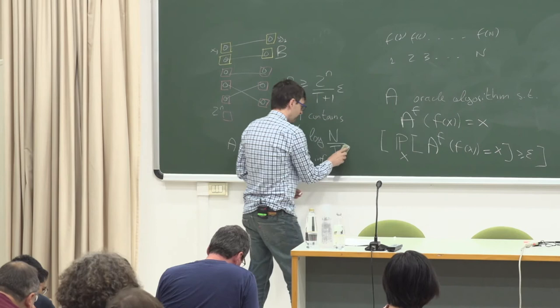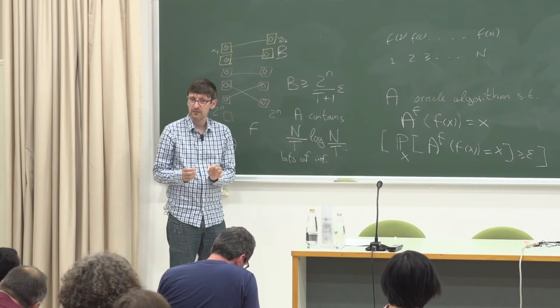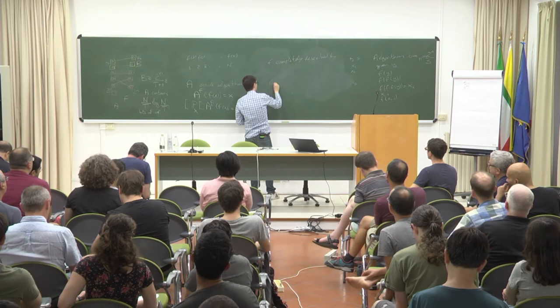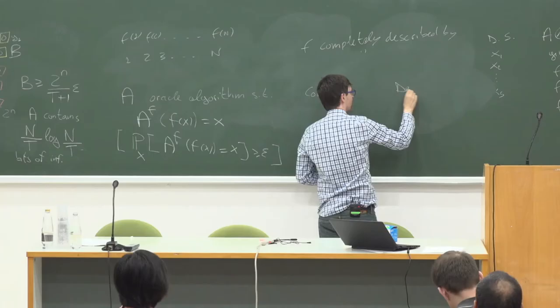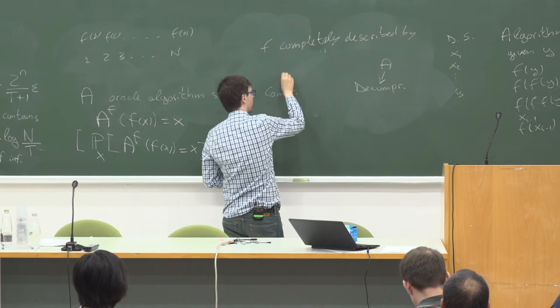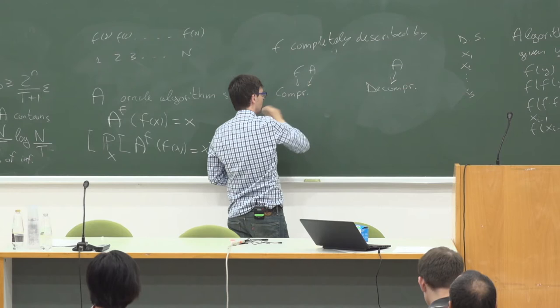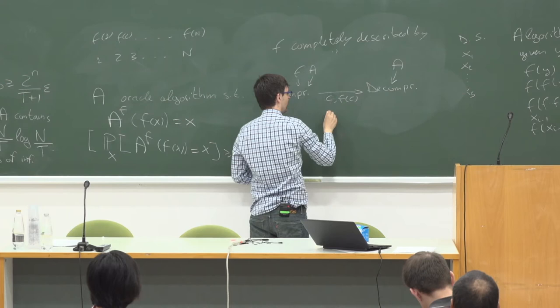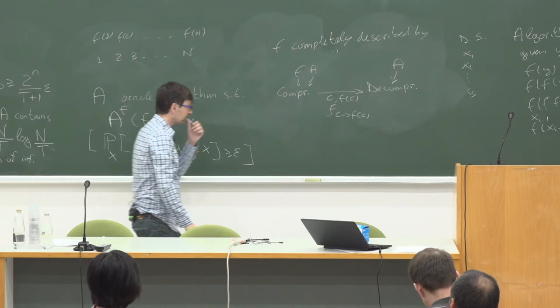What should be tight is this. And this is right, but you have to change the compression just a little bit. So I want to describe two algorithms, the compressor and the decompressor. Let's say the decompressor knows A, the compressor knows F and A. The way I was describing it here, this was sending over this set, let's call it C, F of C, and F restricted to this subset. Instead, we'll do something slightly different.